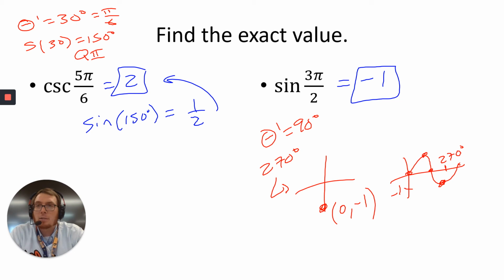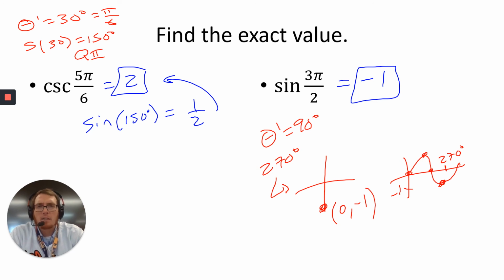Cosecant of 5 pi over 6. Pi over 6 is a 30-degree reference angle, times 5 would be 150, which is in quadrant 2. Find sine and then flip it. So sine of 150 is 1/2. You flip that and it's just 2. And it's positive because sine is positive in quadrants 1 and 2.